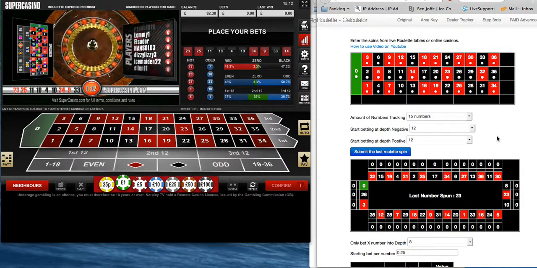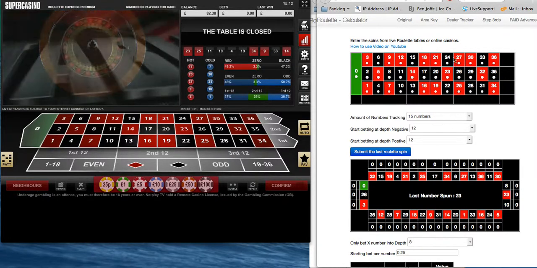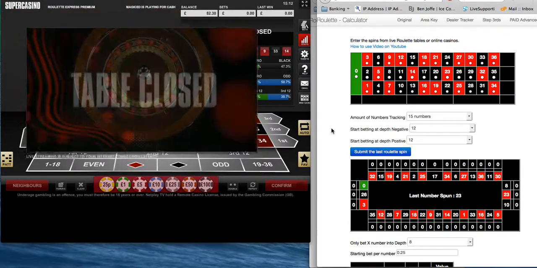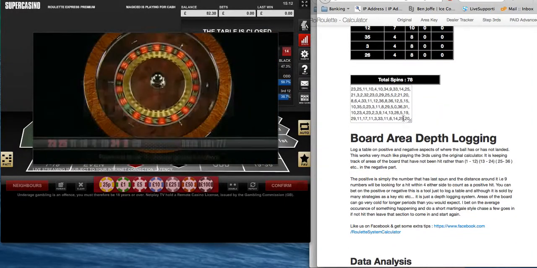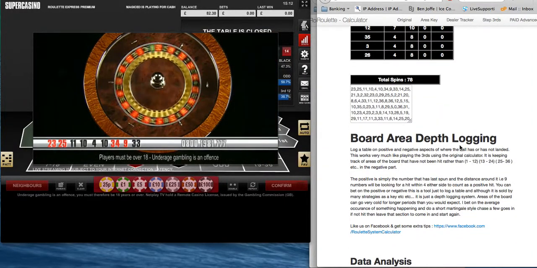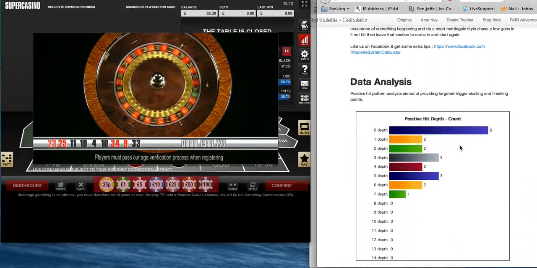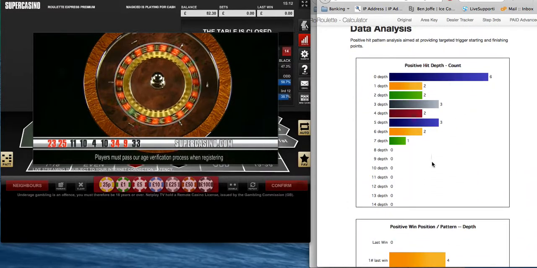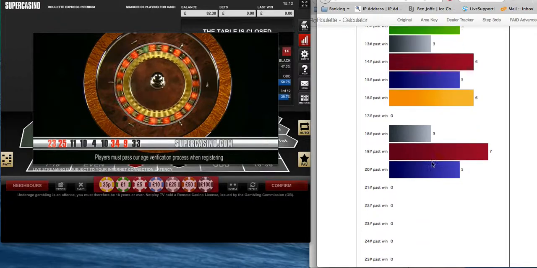Hi everyone, I've created a quick video for the settings for area key. What I've done already is log 78 numbers just to give me an idea of how this table is performing right now. You can see down on the analysis graphs exactly what is happening on the table.